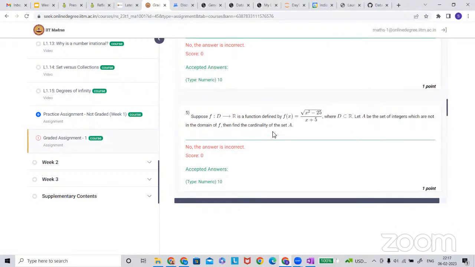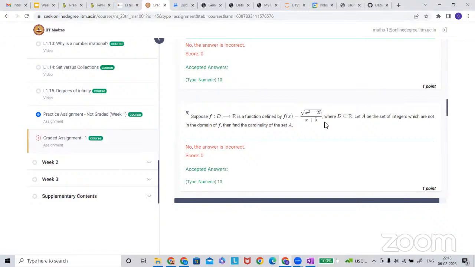Suppose f is a function defined as here. Let A be the set of integers which are not in the domain of f. Then find the cardinality of the set A. So what are the points going to be in the set A? So it will be from +5 to -5 will be the range, right? I mean, in the domain.